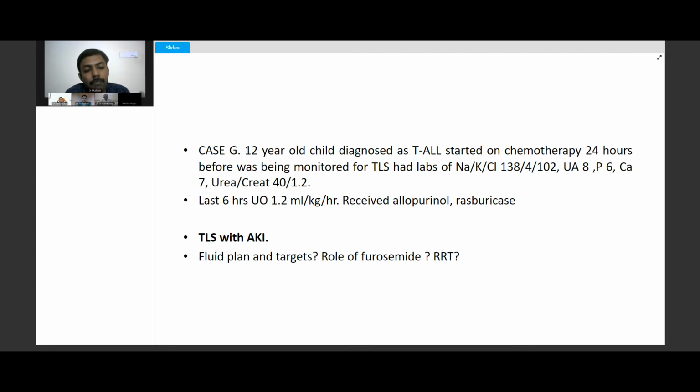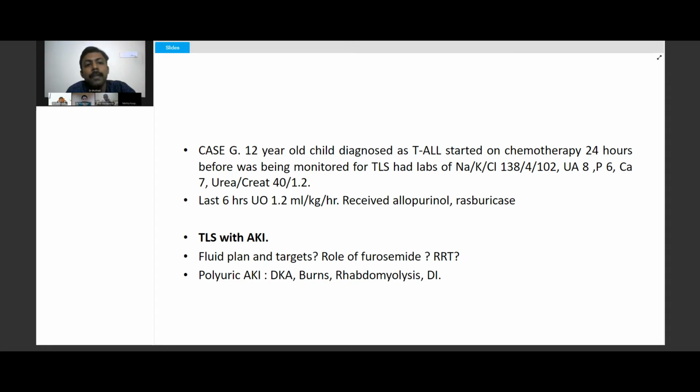And polyuric AKI is also an entity where the patient is polyuric, like in this case where urine output is okay, but they are at risk of developing AKI. This is commonly seen with diabetic ketoacidosis, burns, rhabdomyolysis with pigment in the urine because of high CPK and casts in the tubules, and diabetes insipidus. These can cause polyuric AKI.